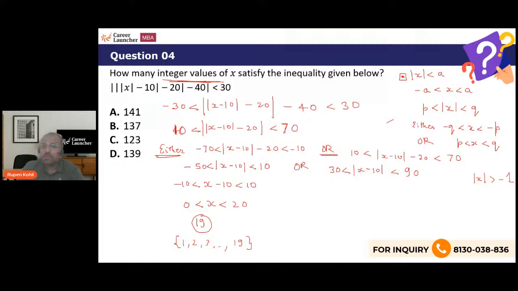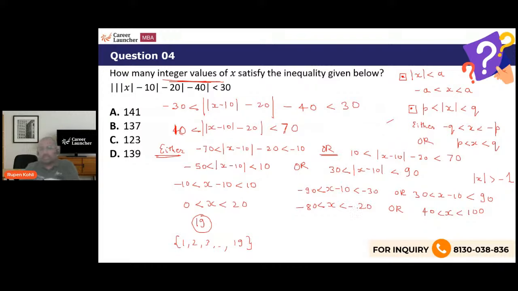Here we'll get further a double-sided inequality, two types, right? As per this result over here, mod of anything lies from p to q, then this is the solution we have. So here either x minus 10 will lie from minus 90 to minus 30, or x minus 10 will lie from simply 30 to 90. So therefore either x is going from, adding 10 on both the sides, minus 80 to minus 20, or adding again 10 on both the sides, x lies from 40 to 100.